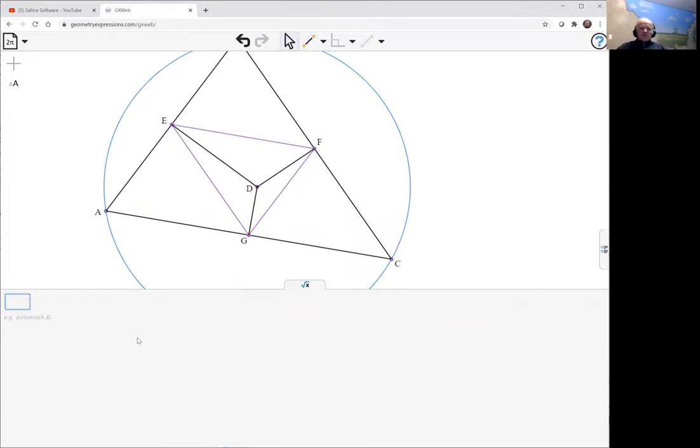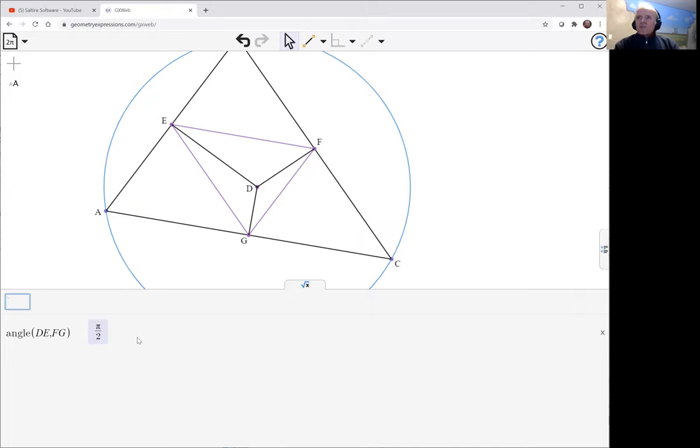by asking for its angle. So give me the angle between the line ED, but actually I want to say DE. The name of the line is in alphabetical order, DE and FG. And there we go, it's pi over 2. So DE is an altitude of the medial triangle.